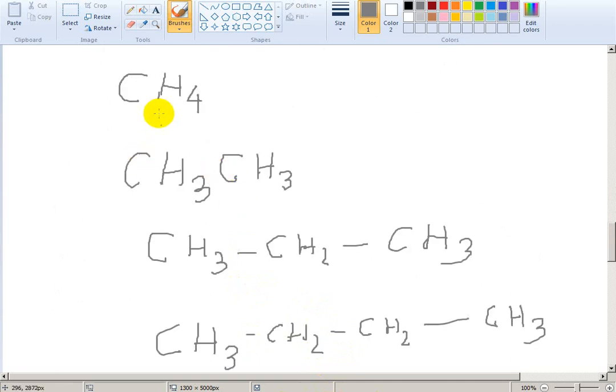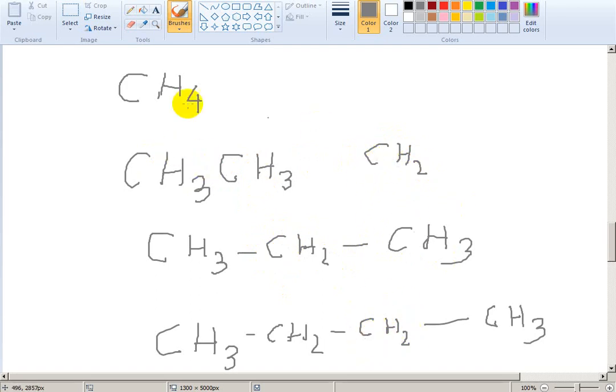Look, this is the alkane homologous series. Methane: how many carbon? 1 carbon, 4 hydrogen. Here is a 1 carbon, 4 hydrogen. Here is a 2 carbon, 6 hydrogen. So the difference is CH2. Okay, CH2 is different. Here is a CH2 is different. Here is a CH2 is different.